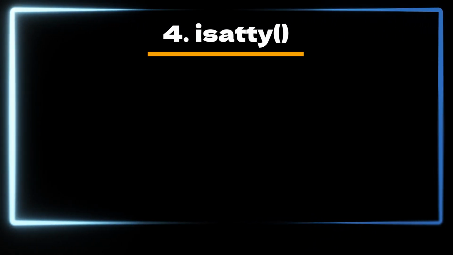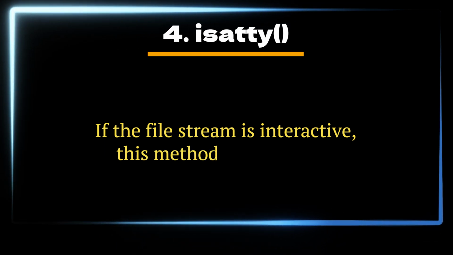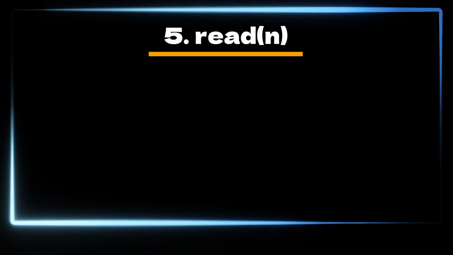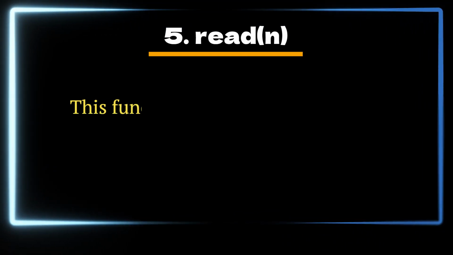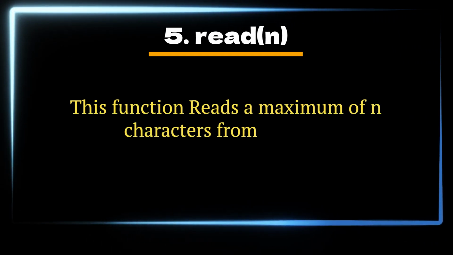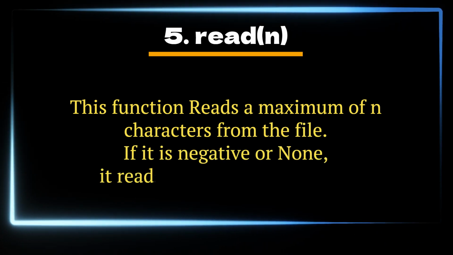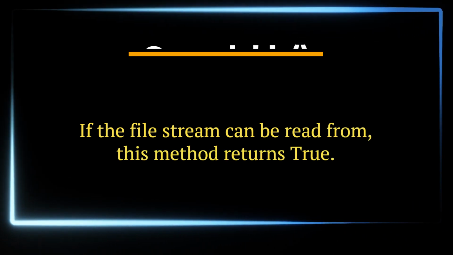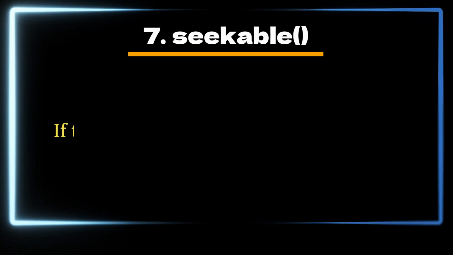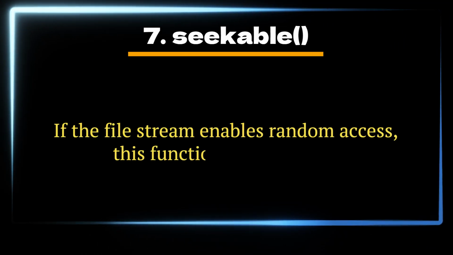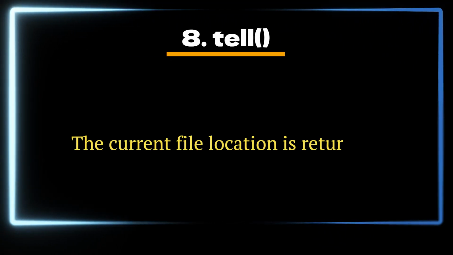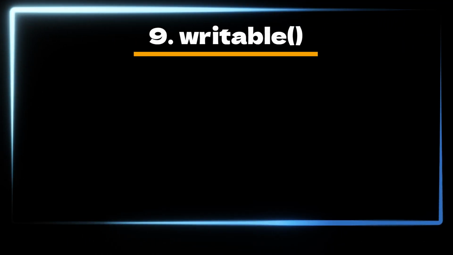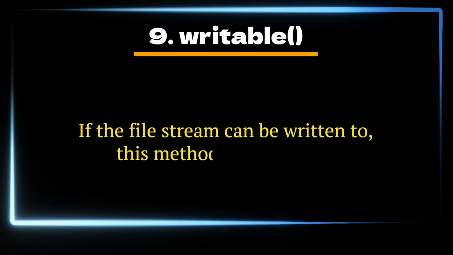4. isatty. If the file stream is interactive, this method returns true. 5. Read with one optional parameter n. This function reads a maximum of n characters from the file. If it is negative or None, it reads till the end of the file. 6. Readable. If the file stream can be read from, this method returns true. 7. Seekable. If the file stream supports random access, this function returns true. 8. Tell. The current file location is returned. 9. Writable. If the file stream can be written to, this method returns true.